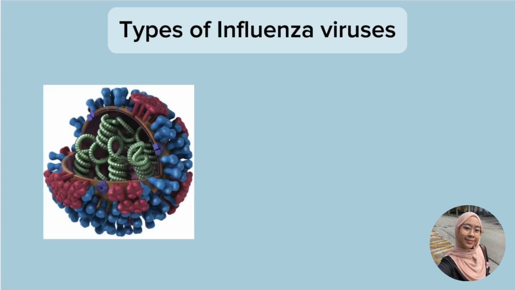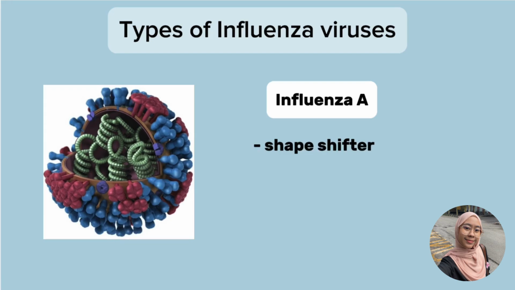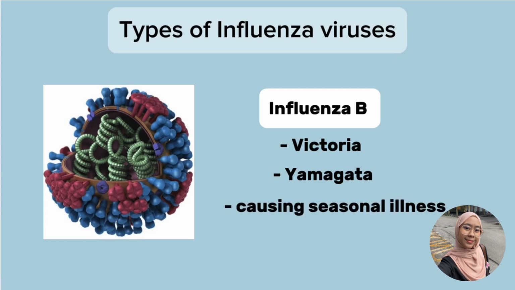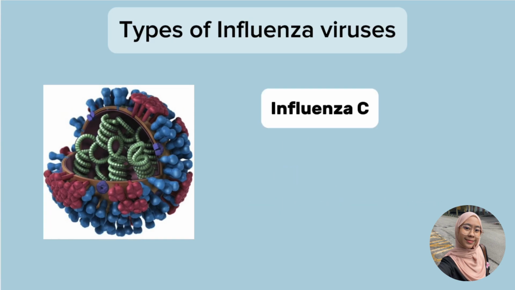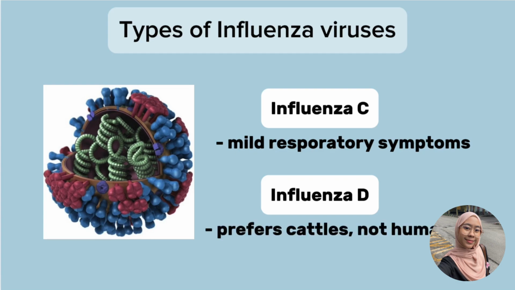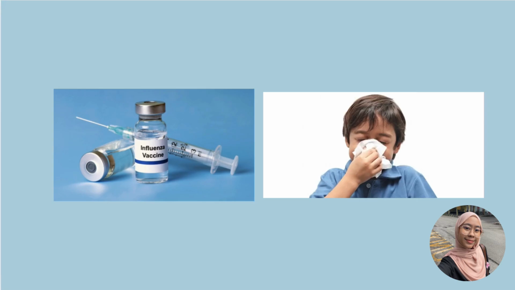The first one, influenza A, is a shapeshifter with subtypes like H1N1 and H3N2. This is due to its hemagglutinin and neuraminidase proteins. Influenza B sticks to two lineages, which are Victoria and Yamagata, and can cause seasonal illnesses. Next is influenza C, which leads to mild respiratory illness. Influenza D prefers cattle and not humans. Knowing these types helps us create vaccines and stop the flu in its tracks.